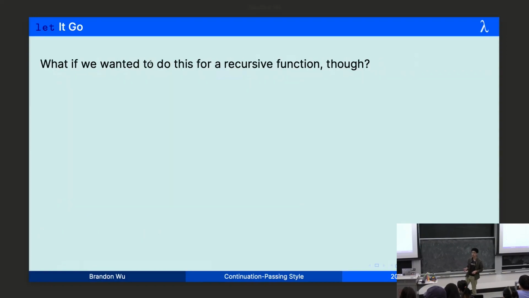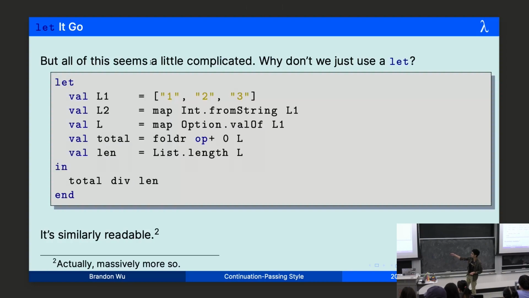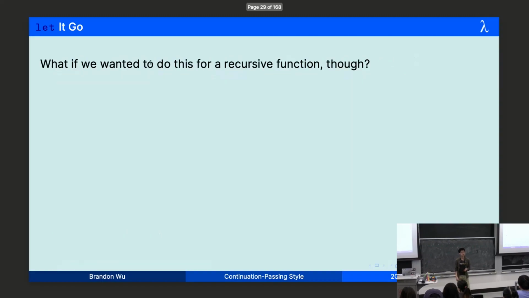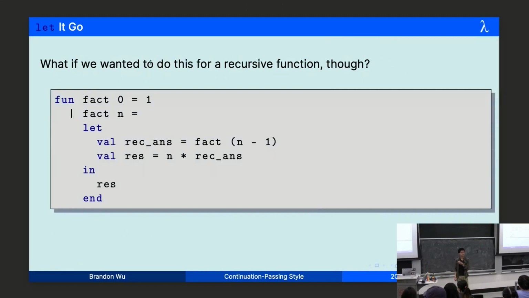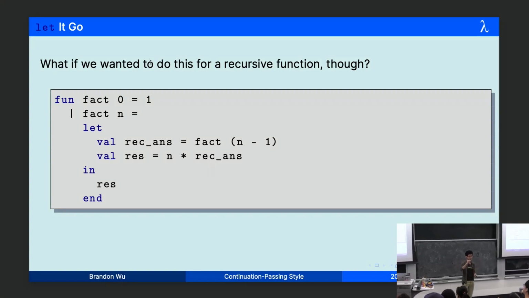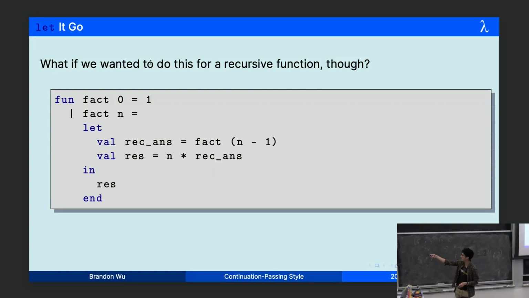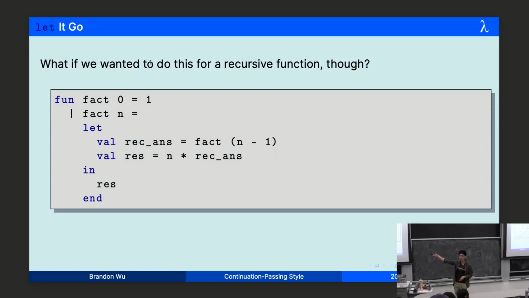What happens if I wanted to do this, where I desugar everything to these explicitly named arguments, these explicitly named declarations on each line? What if I did that for a recursive function? Here's what I get. Let's write fact with that. We're trying to keep with this protocol where I explicitly name each result. On each line, I get a new answer, and I explicitly name it. So the first thing I do is compute fact of n minus 1, bind it to the name recans, and then I do n times that, bind it to the name res, and I return res, okay?